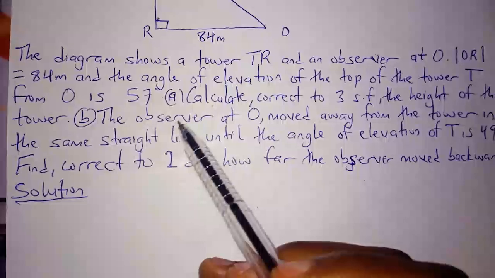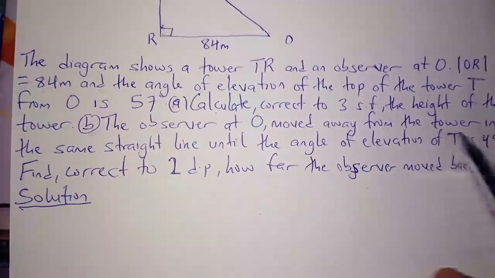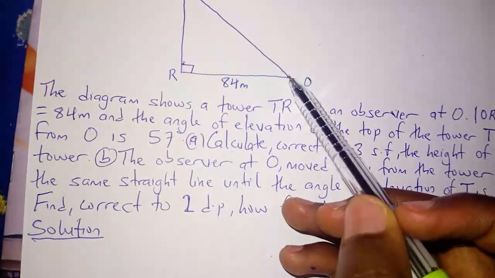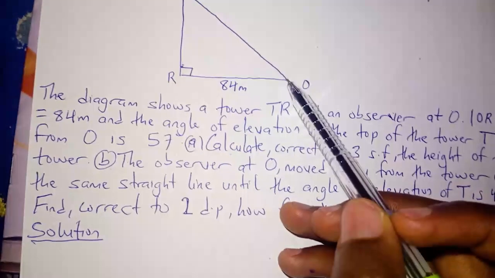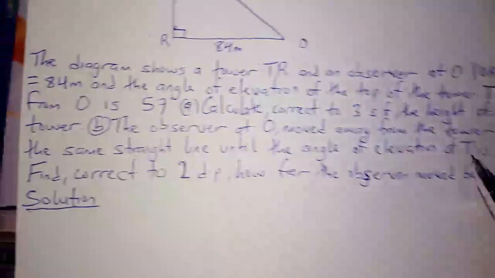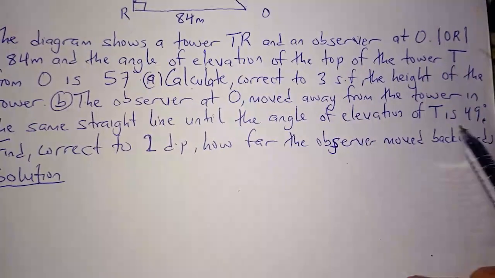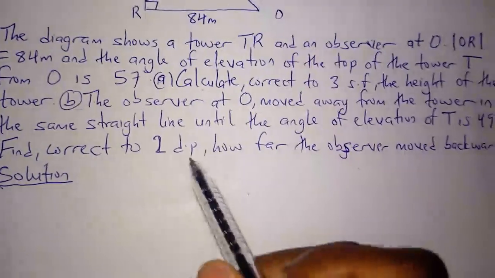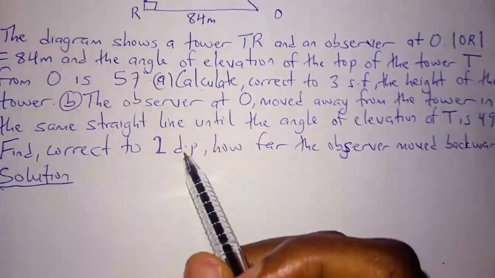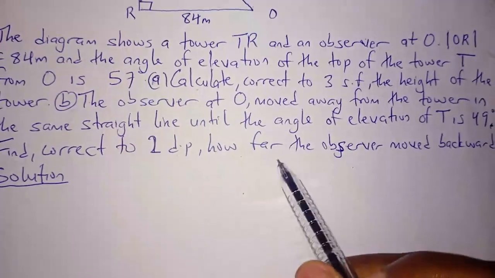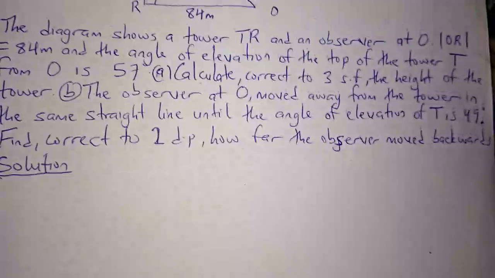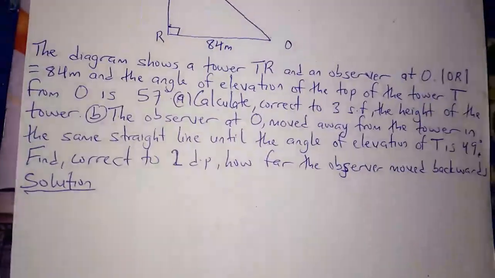Then we are told that the observer at O moved away from the tower. Initially the observer was here, then he moved away from the tower in the same straight line until the angle of elevation of T is 49. You have to find, correct to two decimal places, how far the observer moved backward. So let's not waste time. Let's consider how we'll solve this.